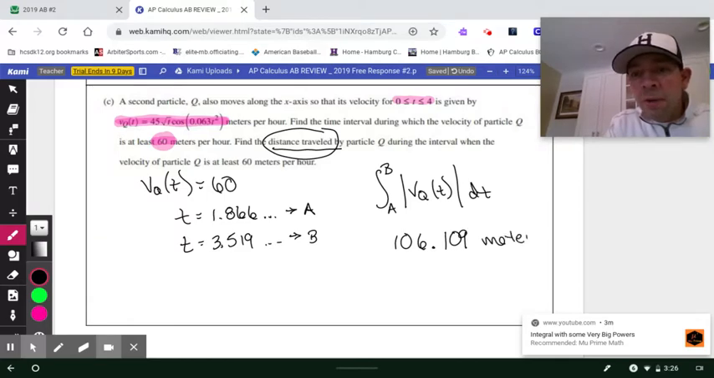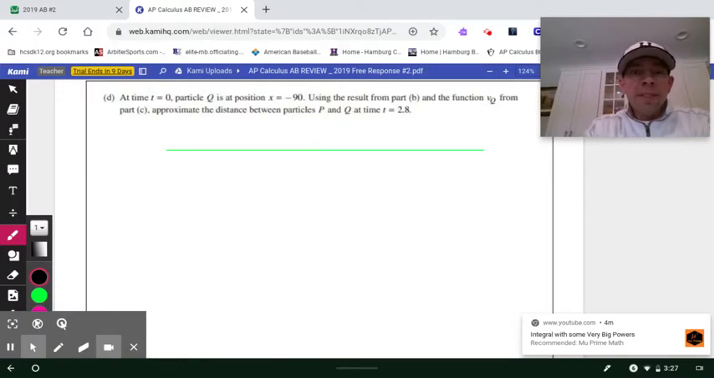106.109 meters is the total distance traveled by particle Q. Now, part D is where we're going to dip into that first fundamental theorem eventually. And that is absolutely a guaranteed concept that is on the exam year after year, and it comes in many different variations and forms with little twists and turns.